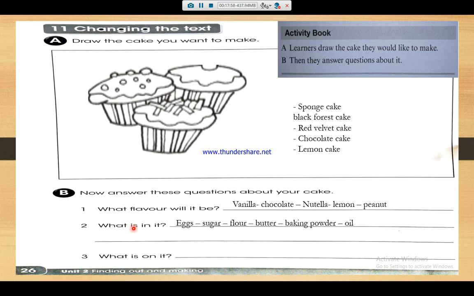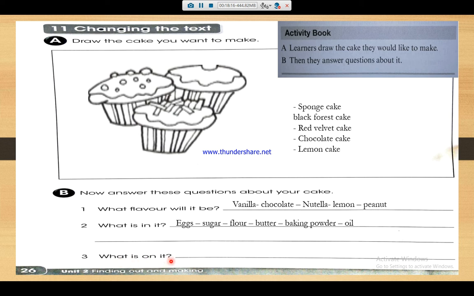Here are the ingredients. We have eggs, sugar, flour, butter, baking powder, and oil. Okay, let's move to question number 3. What is on it?